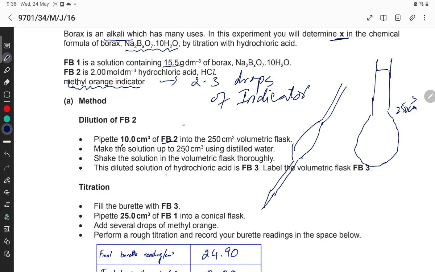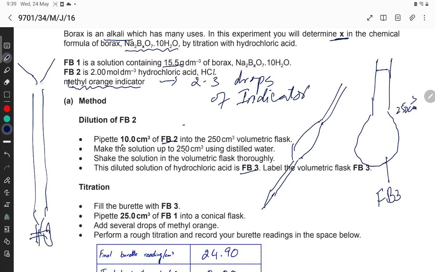This diluted solution of hydrochloric acid is FB3. Now this solution is marked as FB3. Label the volumetric flask FB3. Titration. Fill the burette by using a filter funnel.